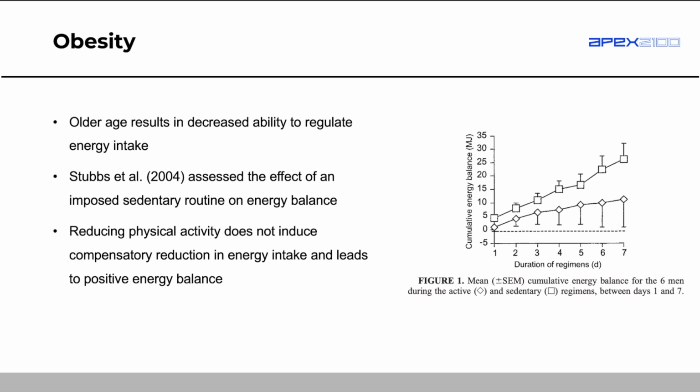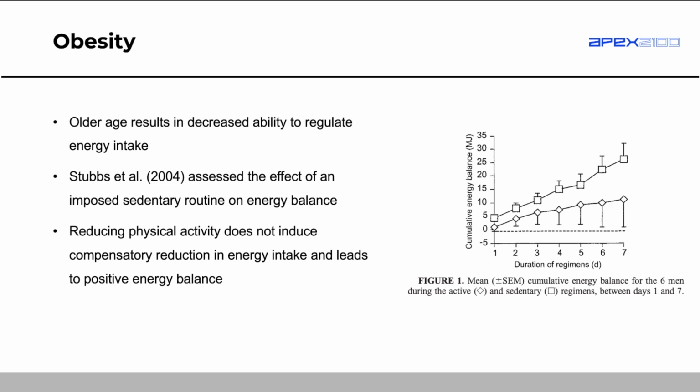And this graph here shows that by enforcing sedentary behavior over 7 days, so they got people to be sedentary for 7 days, and those are the squares versus the active people, who are the diamonds. We can see that the squares still ate a lot. They had a positive energy balance. So even though we took these people and made them be sedentary for 7 days straight, they were still eating as if they were active.